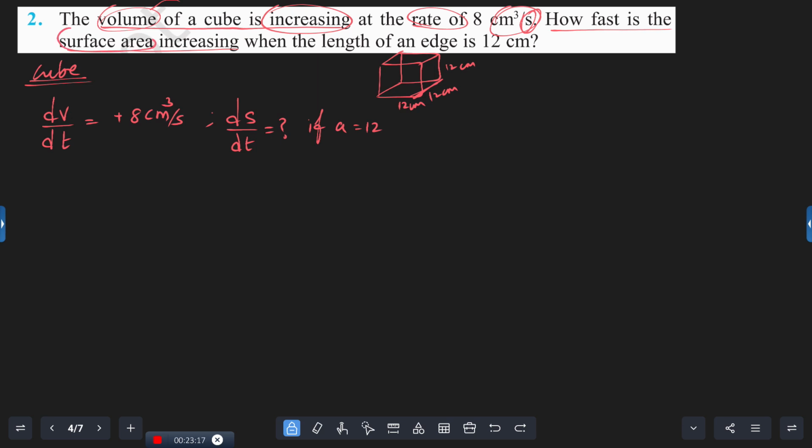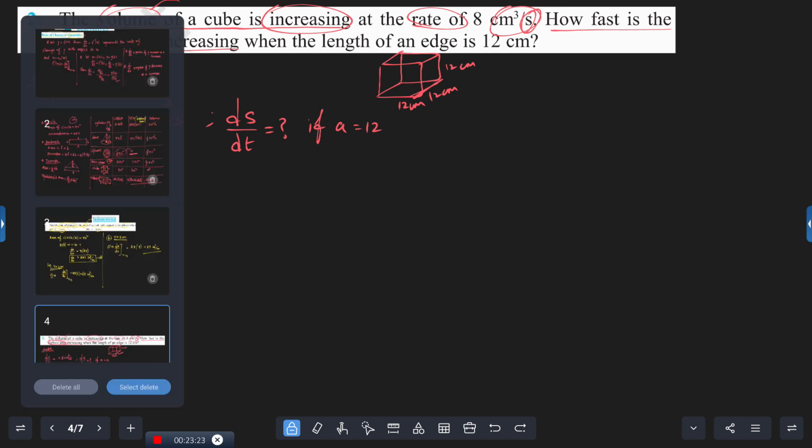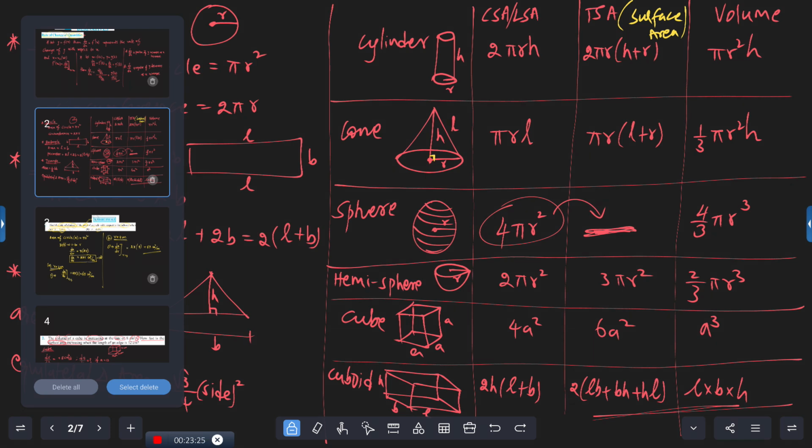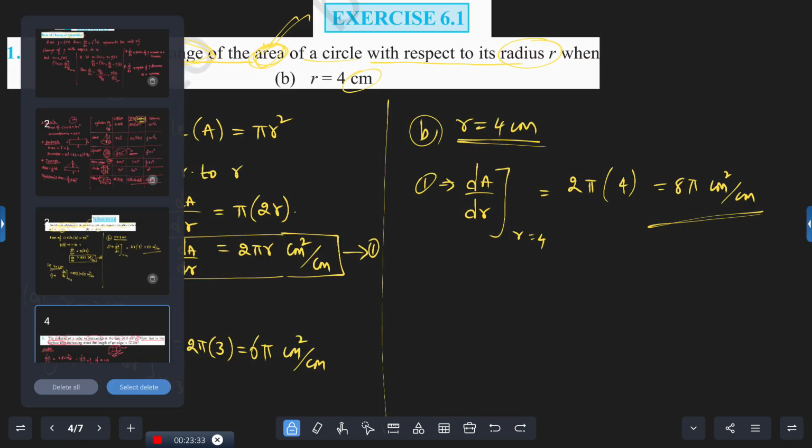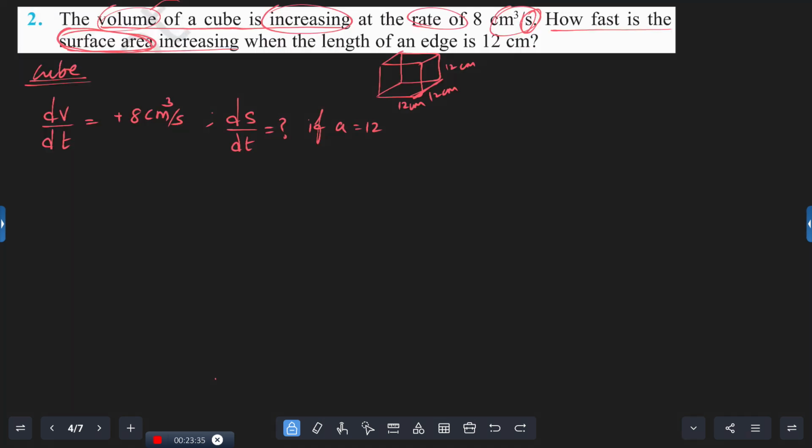Generally surface area is mentioned, what is the meaning I said? Total surface area I said. Generally if they tell surface area, the meaning is total surface area. Do you remember, children? That is important. So that surface area is increasing. How fast the surface area is increasing is the question. So dS by dt we have to find.